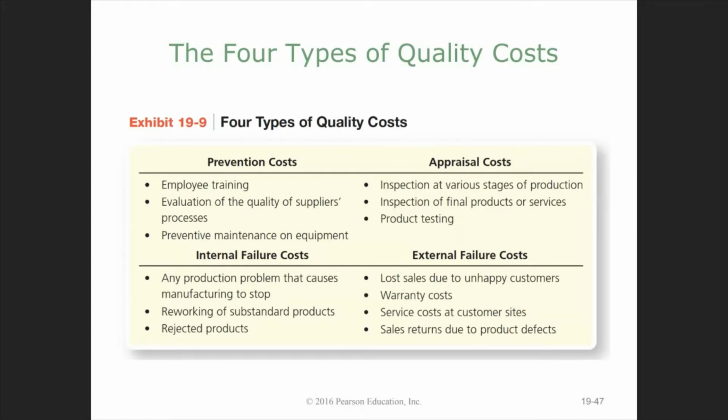Evaluating the quality of our suppliers' processes, and preventative maintenance on equipment. So this is where instead of waiting for the equipment to just break down and then having to figure out what's wrong with it, we, kind of like your car and getting an oil change or tires. And I'm terrible at this, by the way. But preventative maintenance, it's where they are trying to make sure that they do whatever they can to not have a breakdown, like the example with the car.